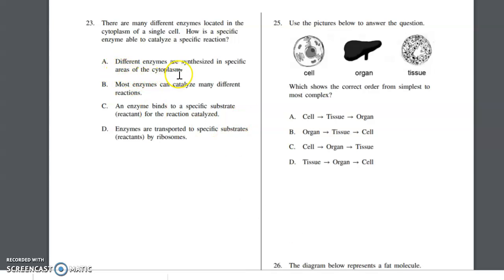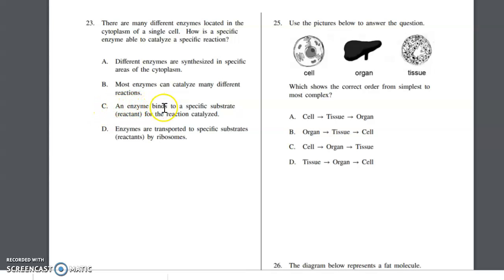A says different enzymes are synthesized in specific areas. Well, now they're all flowing around in the cytoplasm. Most enzymes can catalyze many different reactions. Some do a few different ones. C says the enzymes bind to specific substrates or reactants for the reaction catalyzed. That sounds good. D says enzymes are transported to specific substrates by ribosomes. Nope, ribosomes are making proteins.